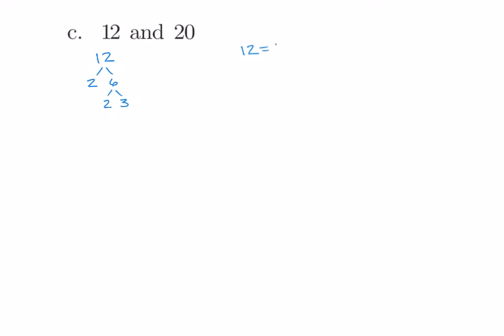All right, last one. 12 and 20. So if we go ahead and factor this, we get 12. We've already done 12, but just to do it again, we get 2 times 6, and 6 is 2 times 3. And 20. This is 2 times 10. And 10 is 2 times 5. So we get 20 is equal to 2 times 2 times 5.